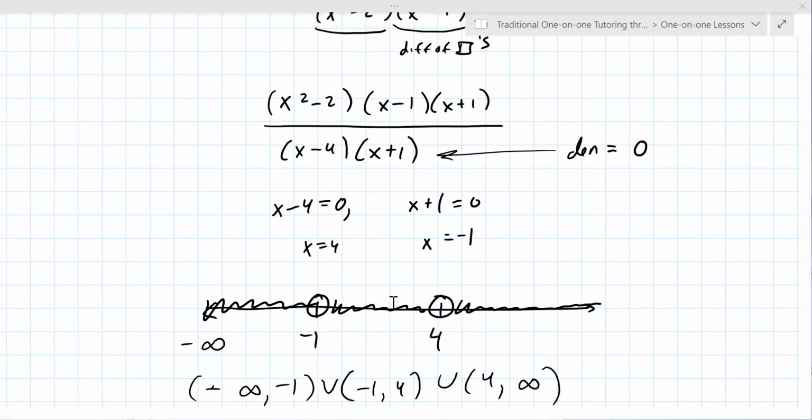Oh, because the x plus 1s cancel, which means that there's a hole, right? Yeah, there's a hole, and then the 4 is the vertical asymptote. Okay. All right.